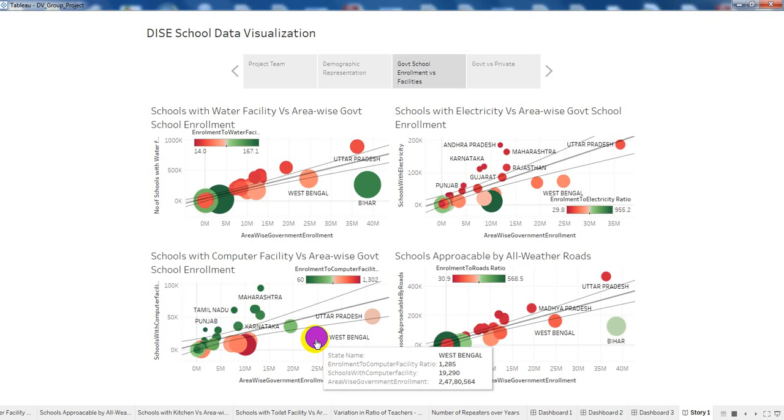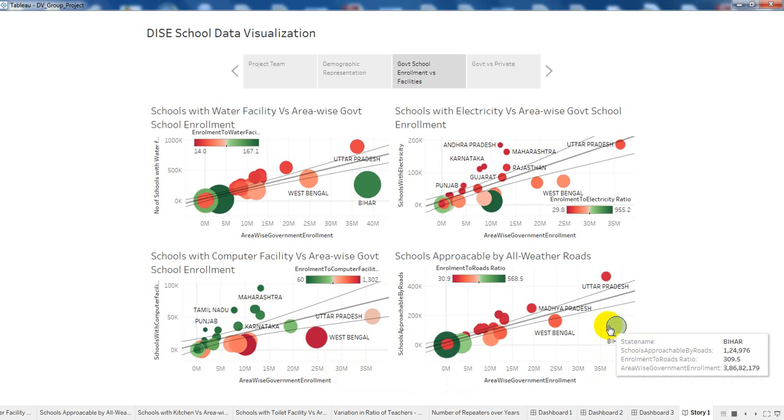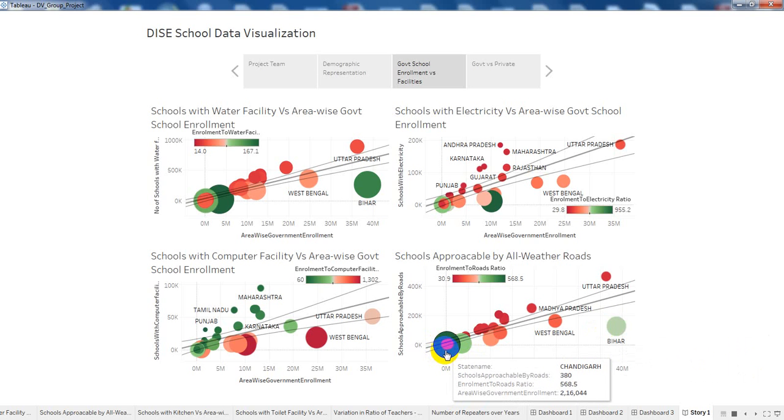Let's move on to the next factor, which is regarding the all-weather roads. In this case, for states such as Bihar, the enrollment to roads ratio is 309.5, and for Chandigarh it is 568.5, which means a school having better road facilities attracts a large number of students.